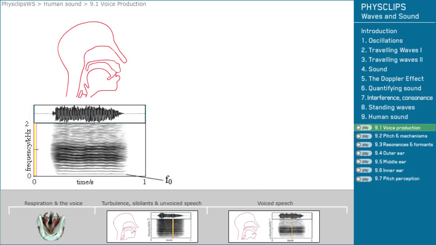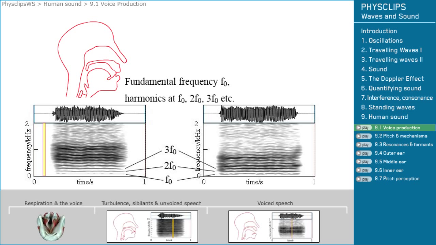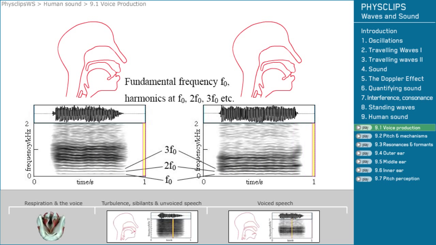The oscillation is periodic. Its spectrum contains the fundamental frequency, the frequency of vibration of the folds. There are many harmonics and their amplitudes vary. Ooh. We'll see the importance of the harmonics later.